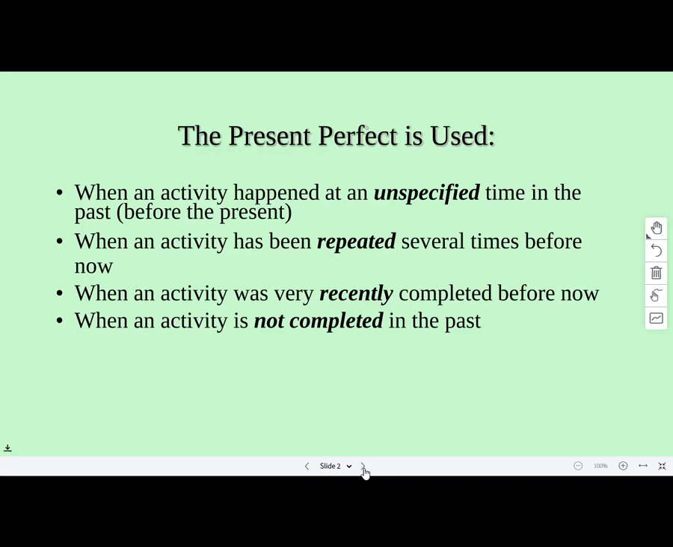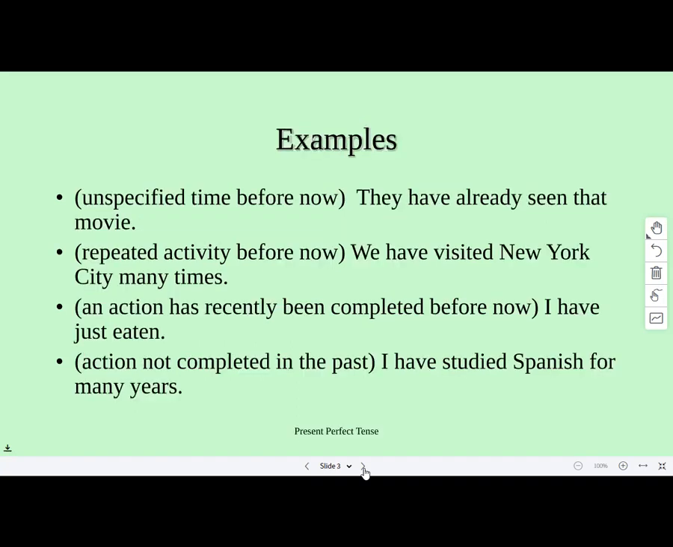When an activity has been repeated several times before now. If something happens repeatedly, then also we are going to refer to it through the present perfect tense. When an activity was very recently completed before now. So if you have completed your assignment, you can say, I have completed my assignment. Now, this is a present perfect tense. When an activity is not completed in the past, right? Now let's have a look at the examples.